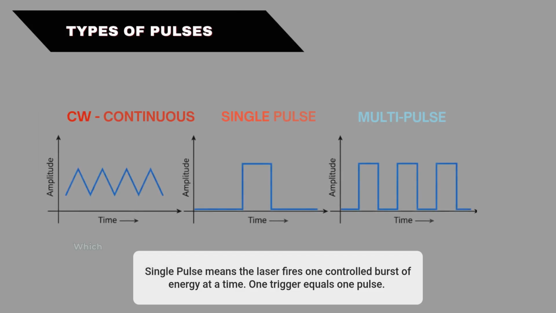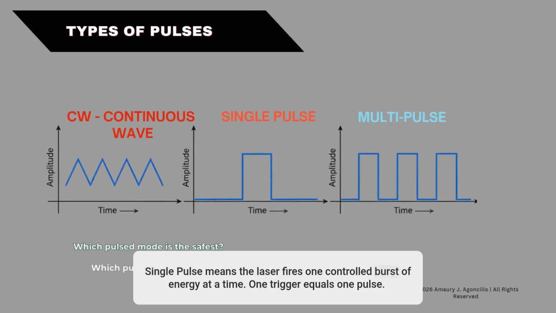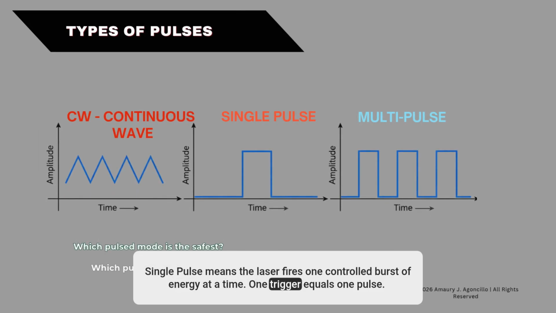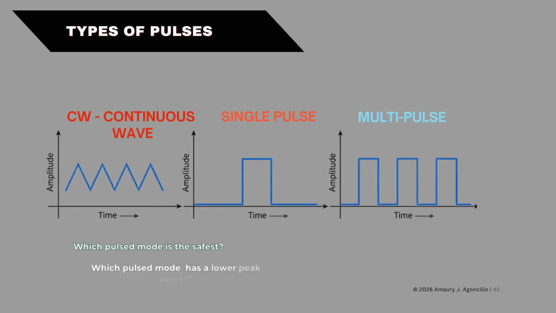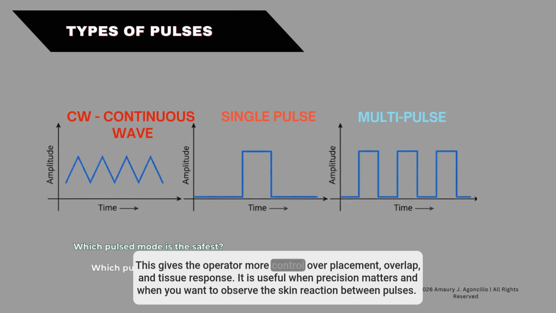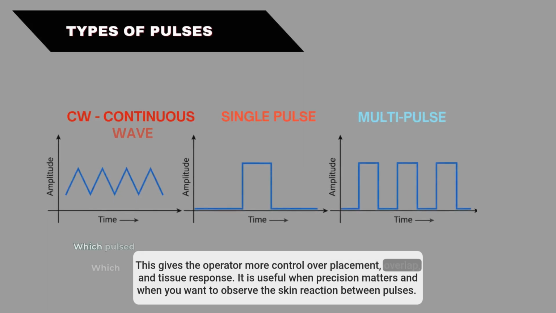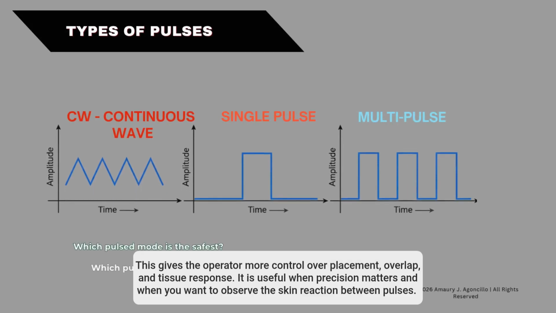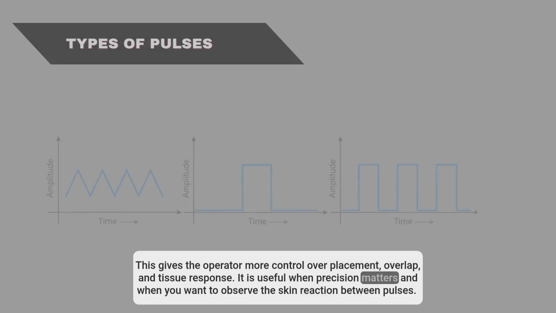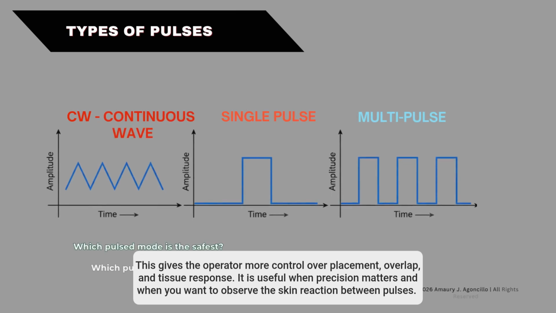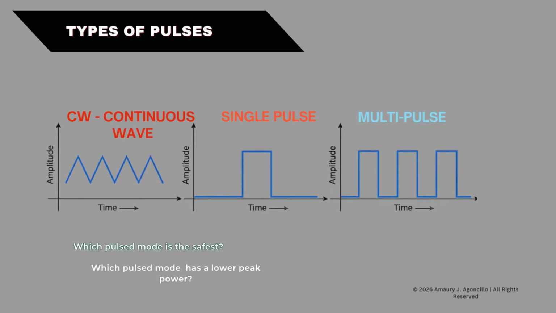Single pulse means the laser fires one controlled burst of energy at a time. One trigger equals one pulse. This gives the operator more control over placement, overlap, and tissue response. It is useful when precision matters and when you want to observe the skin reaction between pulses.